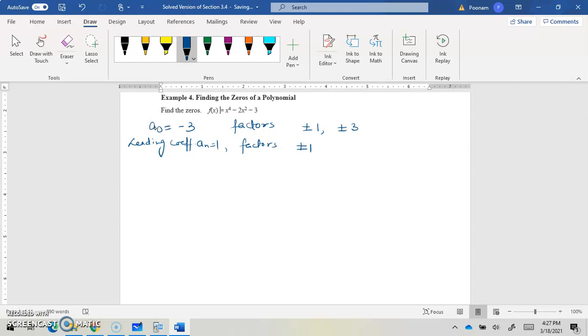So, possible rational zeros are with numerator from here and denominator from here. So, plus minus 1 by 1 and plus minus 3 by 1. So, possible rational zeros are plus 1, -1, plus 3 and -3. Let's check in the calculator.